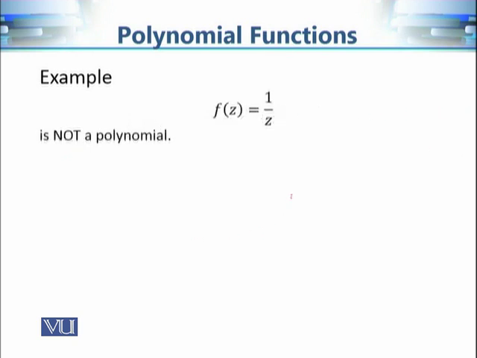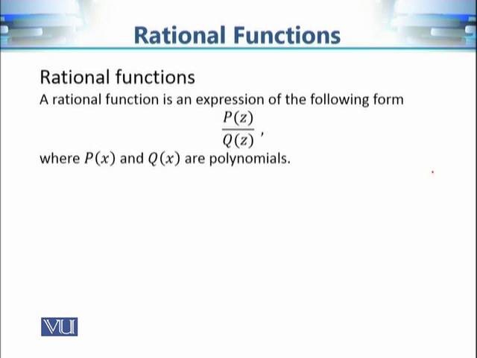Now let's have a look at another example where we have f of z is equal to 1 over z, or in other words we can say that this is z raised to power minus 1. Now also there is another condition on the polynomials, that the powers are always non-negative. So in this case the power of z is negative, so that's why it is not a polynomial function, but it's another kind of function. 1 over z is a rational function.